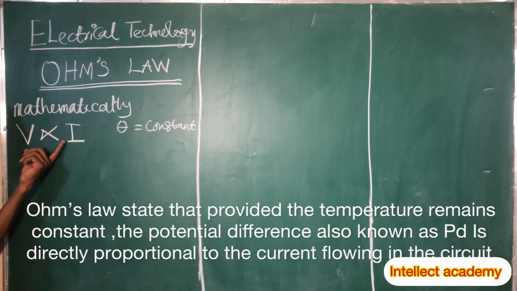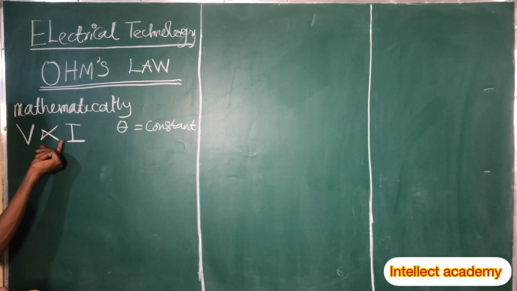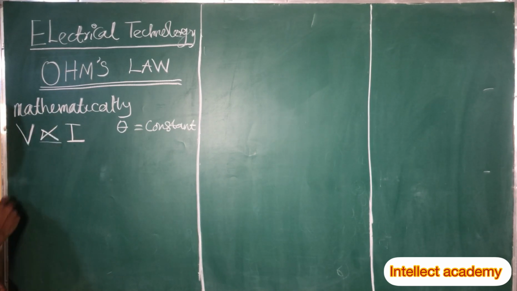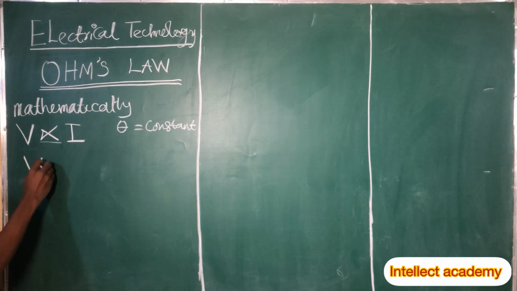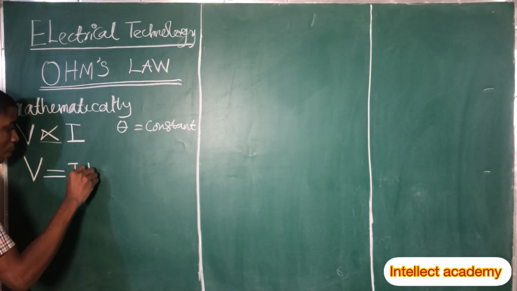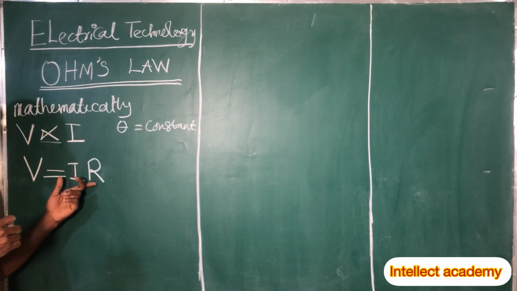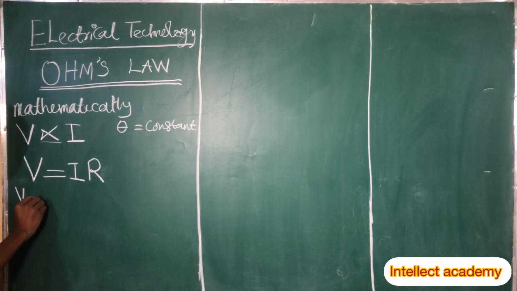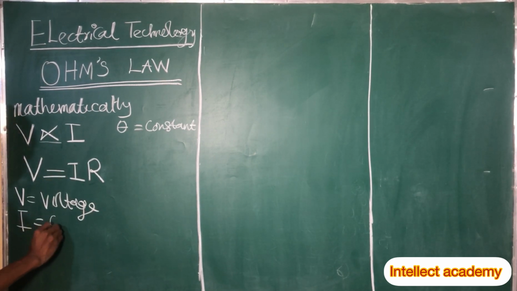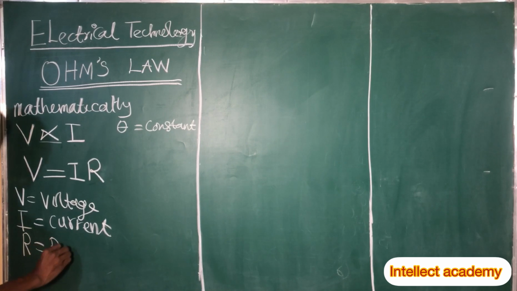Now, I told you earlier, in any case where we have a proportionality sign, for us to introduce an equality sign, we are going to introduce a constant. In this case, when we remove this proportionality sign, we have that the voltage is equal to the current multiplied by the resistance. Now, this resistance is the constant. So we have V as the voltage, I as the current, and R as the resistance.